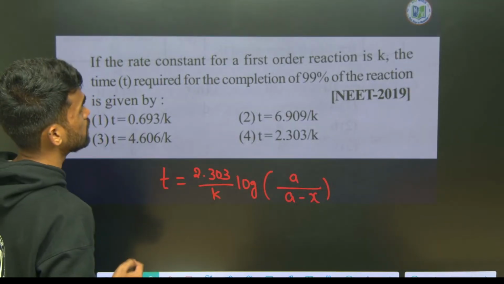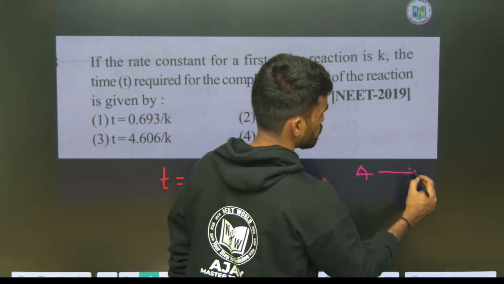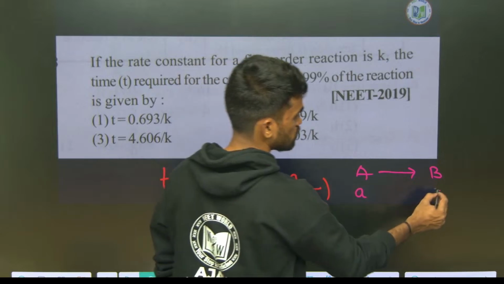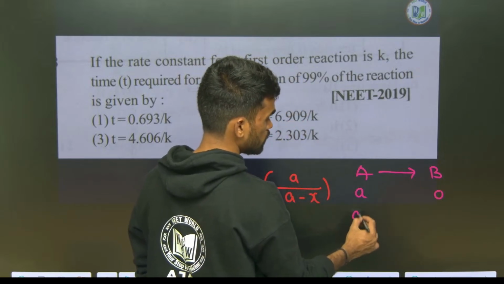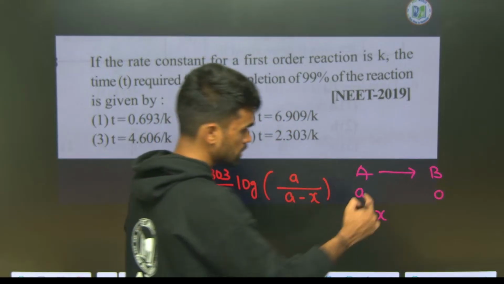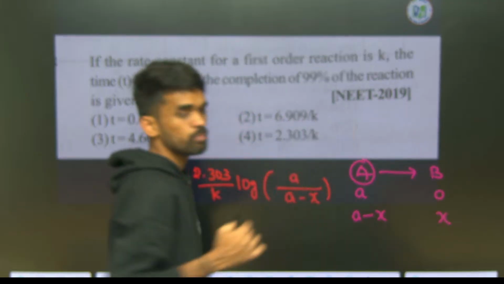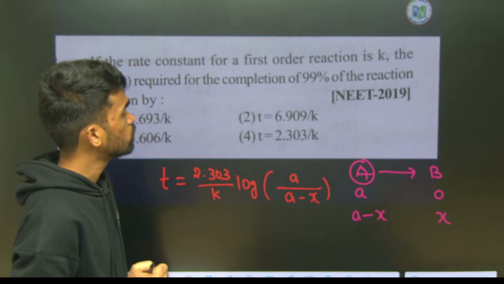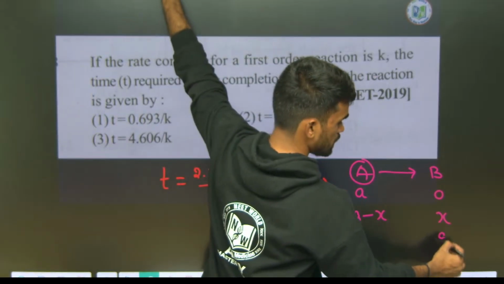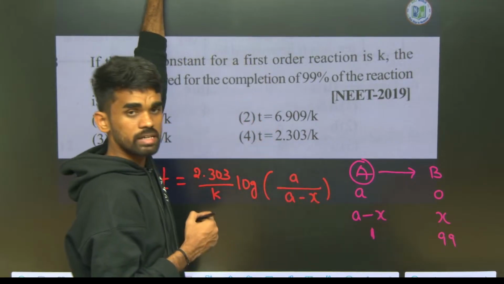They are saying 99% of the reaction. A gives rise to some product B. A is the initial concentration, and B will be 0. After some time T, the remaining concentration of the reactant will be A minus X, and X will be the concentration of product B. Now 99% of the reaction is completed, it means X is 99. So here 100 minus X, only 1 is left.